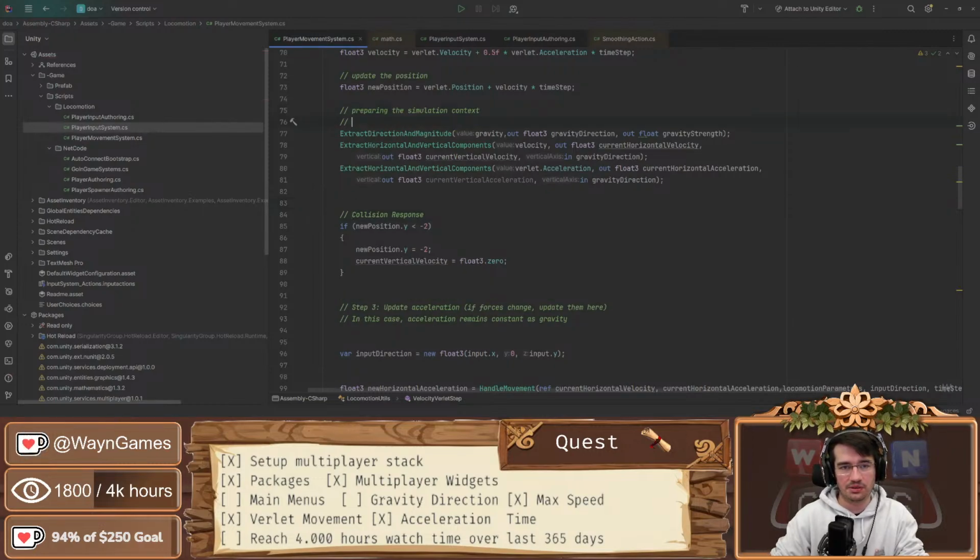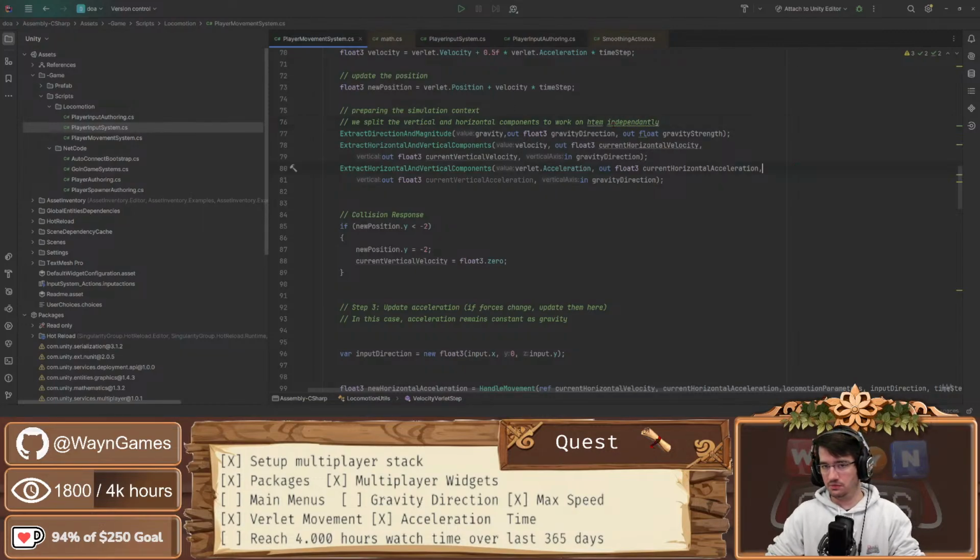So preparing the simulation, we split the vertical and horizontal components and work on them independently. Independently, yes.